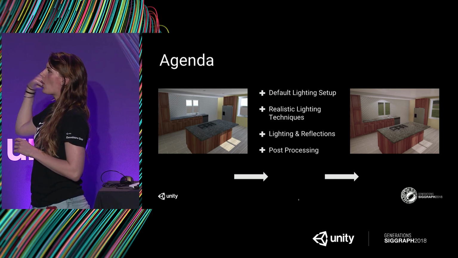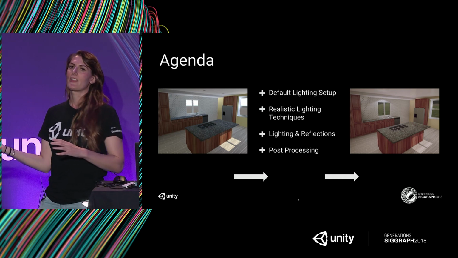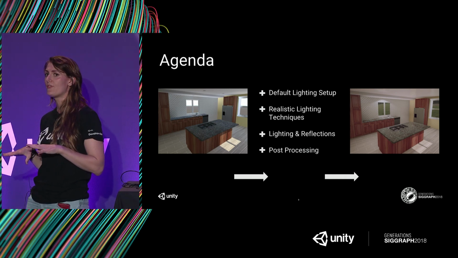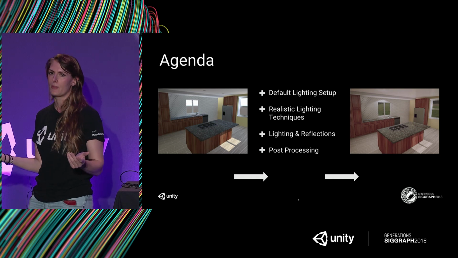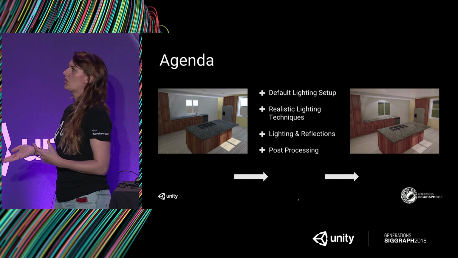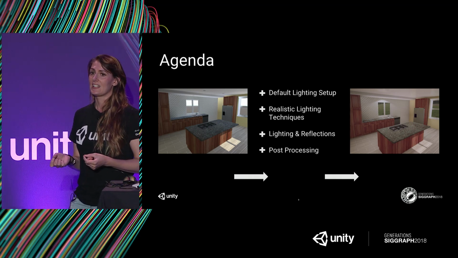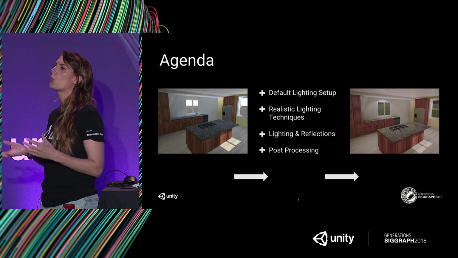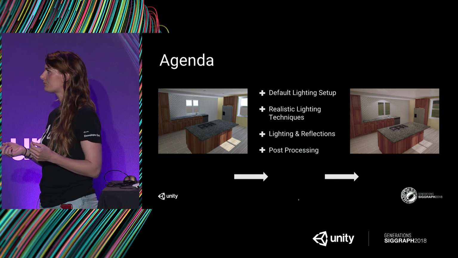And what we're going to do is build up that scene together to create realistic lighting. So we're going to start with the default setup of Unity, what you get out of the box. We're going to see how we can leverage that. Then we're going to look at some realistic lighting techniques that are super quick and super simple that can very quickly get you more realistic lighting.